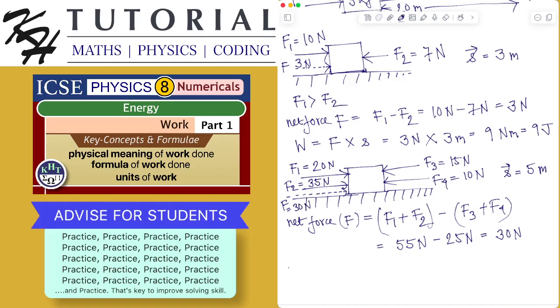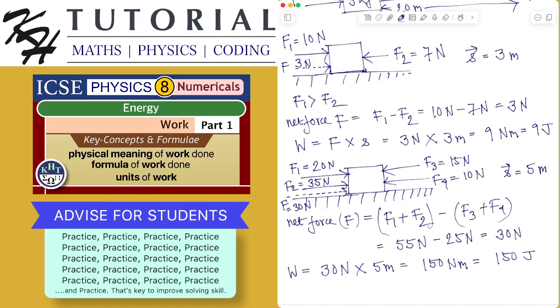So now the work done is the net force acting on this body, which is 30 Newton, multiplied by the given displacement. Of course, the body will be displaced by 5 meter to the right hand side. We have 5 meter. So this is 150 Newton meter, which is equal to 150 joule.